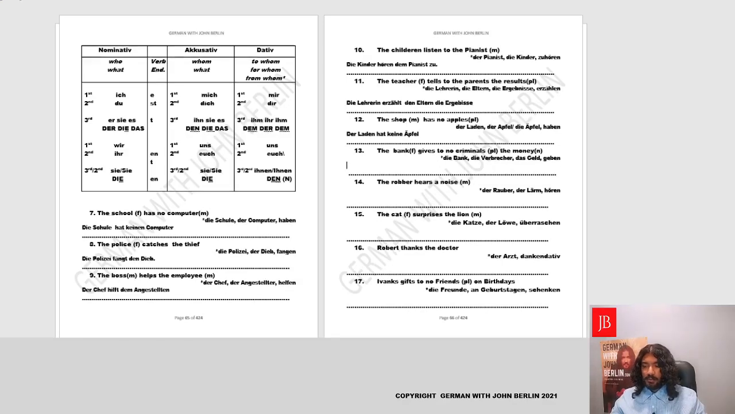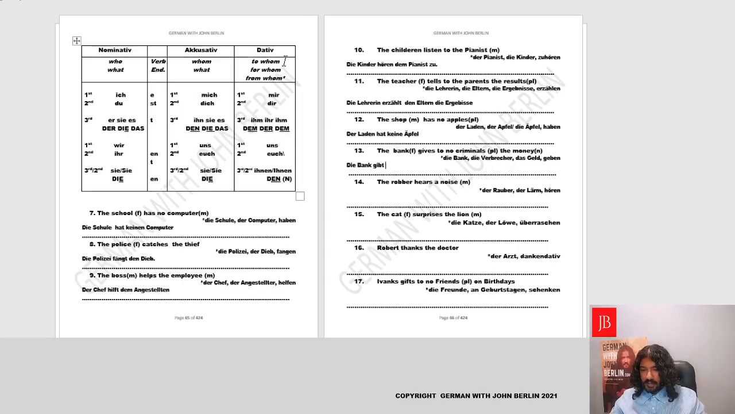Okay. Coming to number 13. Let's see. The bank gives no criminals the money. So what gives to whom what? So the bank is feminine. In German, it's called Bank. So we'll say die Bank. Let's write here. The Bank gives. The verb is geben. It has an e. We'll conjugate it for third person, and the e will change to i like we learned. So geben will become gibt. Perfect. Die Bank gibt.